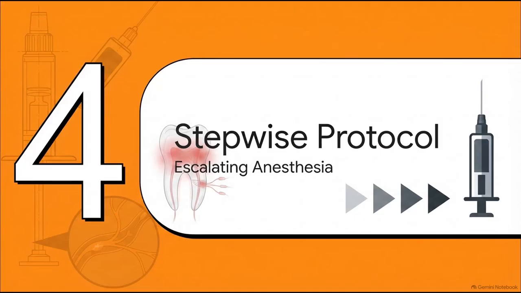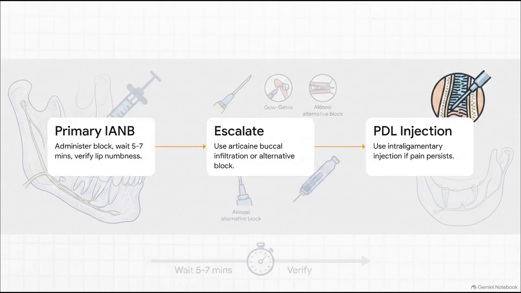All right, Section 4, the stepwise escalatory protocol. This right here is the core of the explainer. It's an evidence-based sequential playbook designed to methodically conquer the hot tooth. Step 1, administer your primary INB.